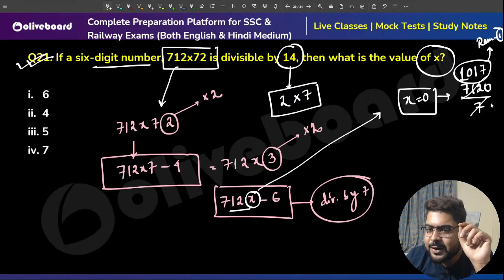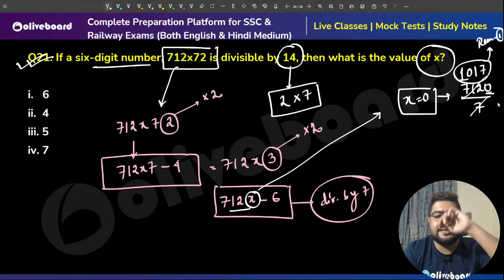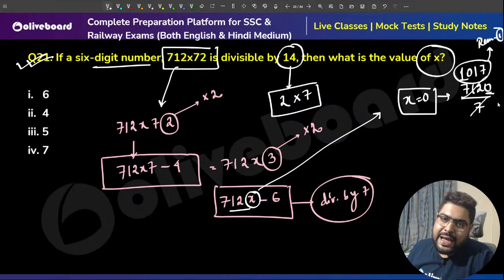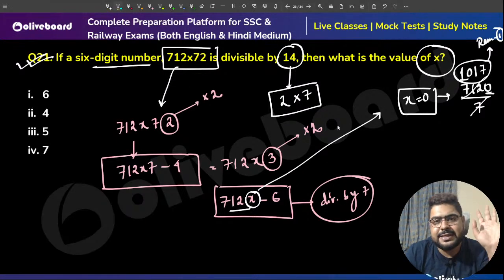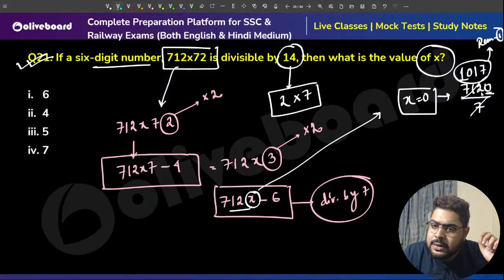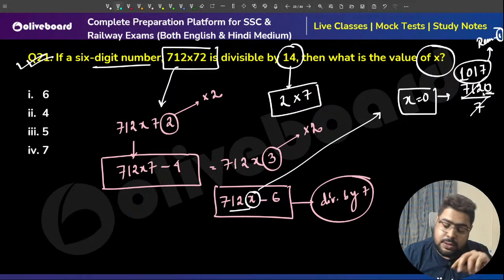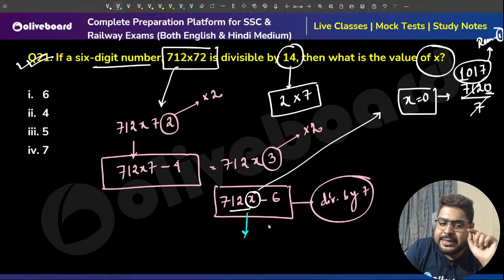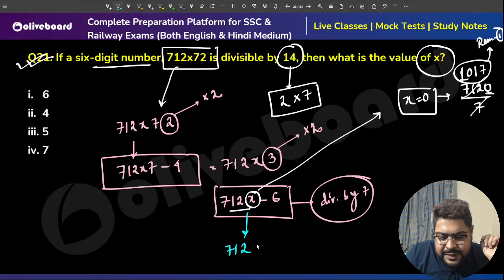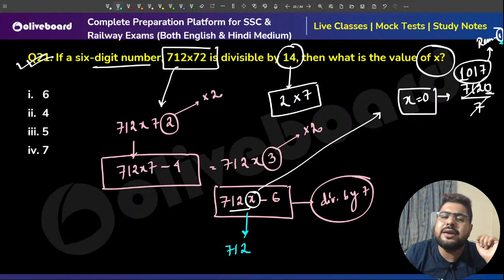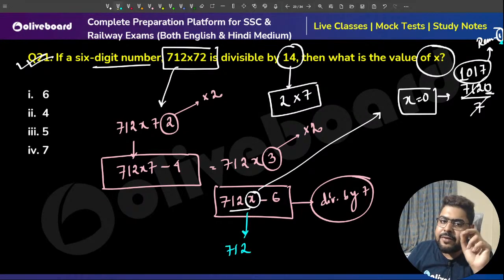Meaning if instead of this 0, this was 1, sir, I could have done it. You understand my point? Please understand this: with 712 and x, 0 is giving us a remainder of 1.